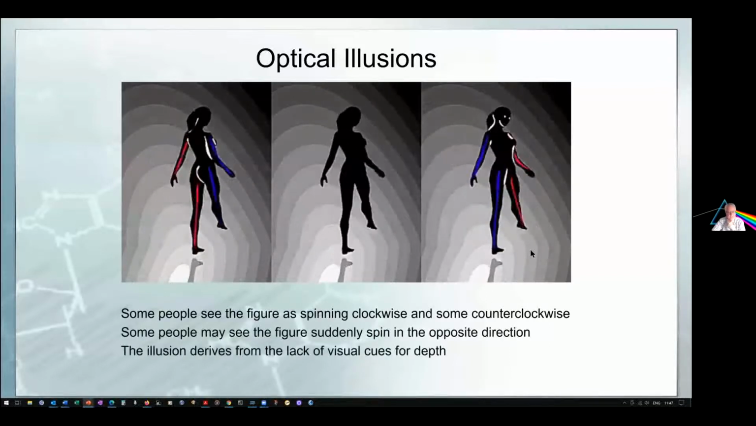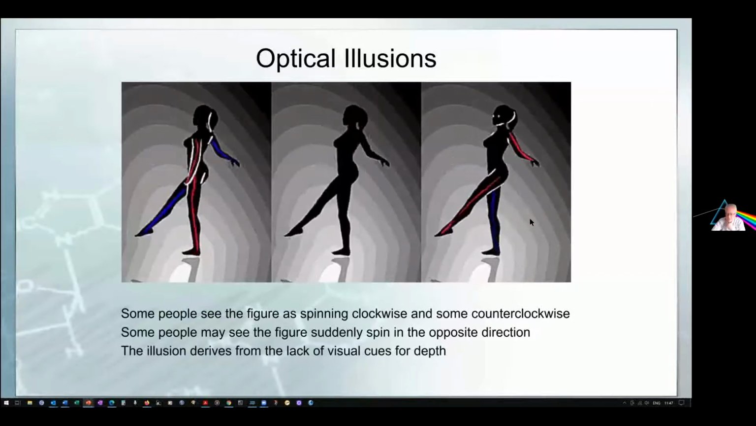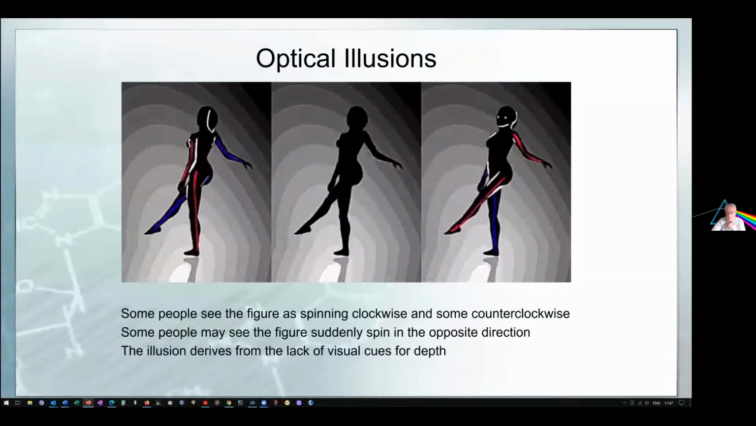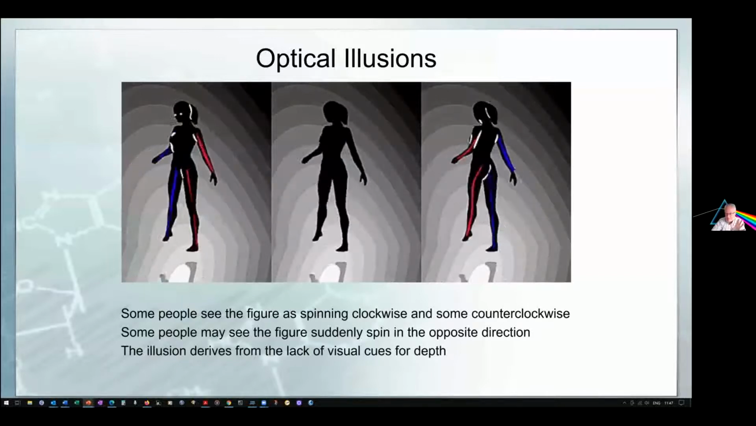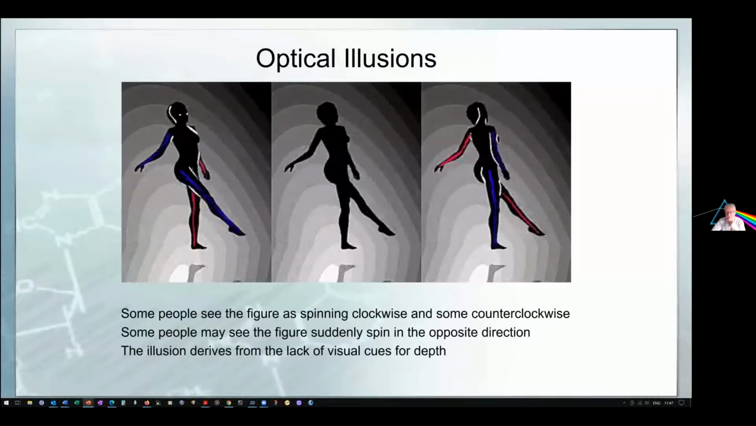And the reason for this is this image has got very little information in it about the depth. And so that's why it flicks, that's why it changes from one way to the next.